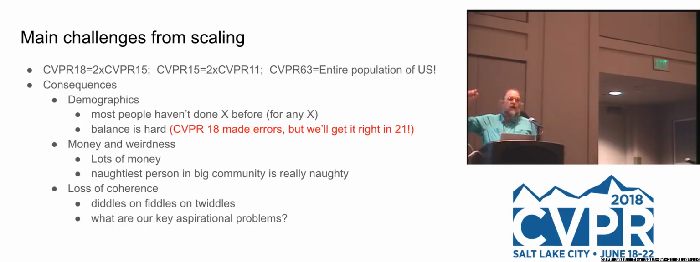Some of the consequences are demographic, right? Most people in our community have not done X before for any X. 1,500 people at this meeting have never been to CVPR before, which is about the size of CVPR 11. At least 1,500 people, probably many more. Balance is hard. You heard from Mike, CVPR 18 made errors. We tried not to make errors, believe me, but not making errors is harder than it sounds. But we'll get it right in 21.